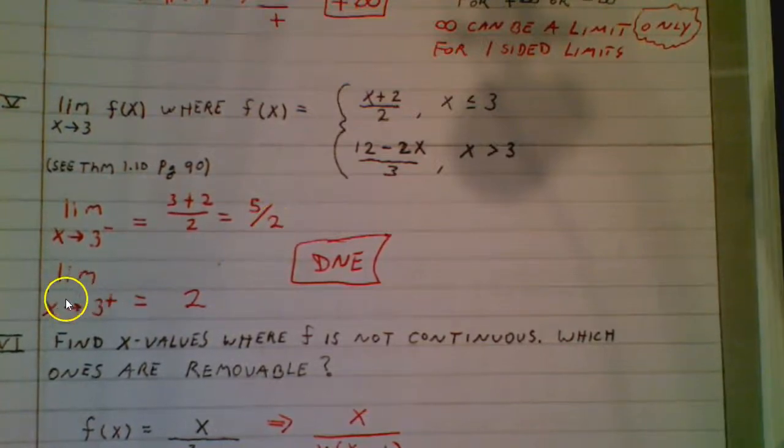But if I said, what's the limit as x approaches 3 from the right? Again, I'm still doing direct substitution, but now because of this domain and approaching 3 from the right, I've got to plug it into this function. So if I put a 3 right there, I get an answer of 2. Because these are different, I get different limits as I approach 3 from the left and approach 3 from the right. We'd have to say it does not exist.